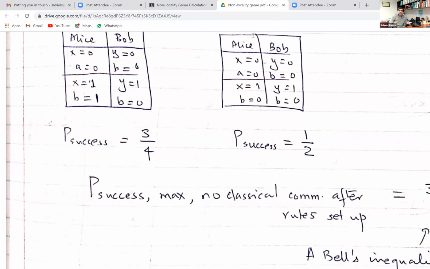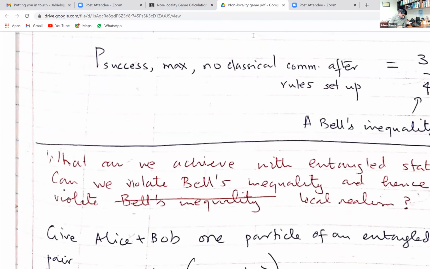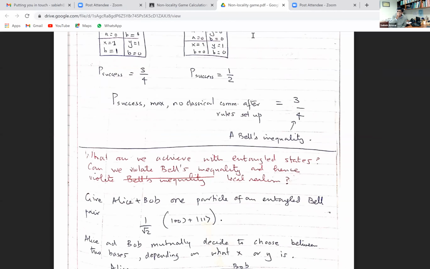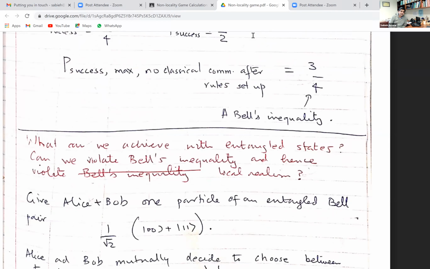And that's the best that you could do with local realism without communicating your results between Alice and Bob. Alice and Bob are separated out. This is the best you could achieve classically. But then enters quantum mechanics. And quantum mechanics, as you know, gives you all kinds of strange results.